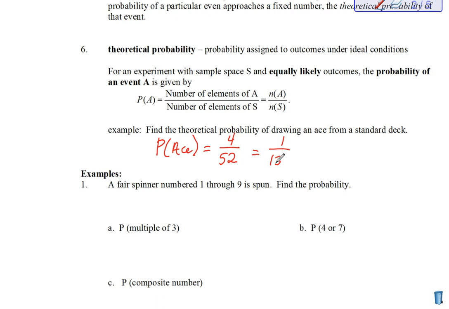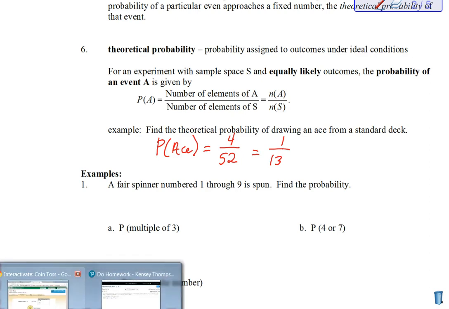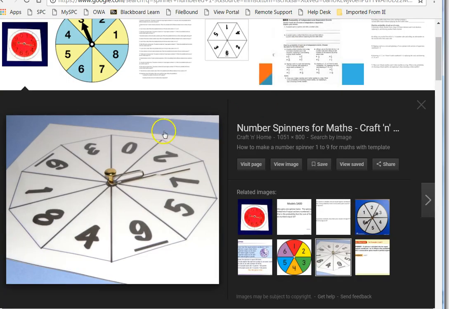All right, at the bottom of the page, we're going to do some more examples. A fair spinner numbered 1 through 9 is spun. Find the probability. That's something you could probably find online as well. You could also go online, and here I just found one that you could print out, hand to your students, and they could actually do an experiment with that. Here we're going to think about it theoretically.